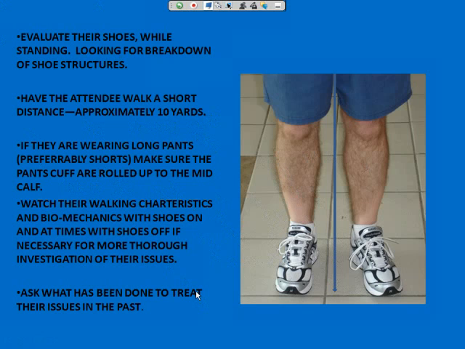If they're having less pain with their shoes on than with shoes off, then you know that they have to have the base support. They've got to have some structural reinforcement. Ask what has been done to treat their issues in the past.